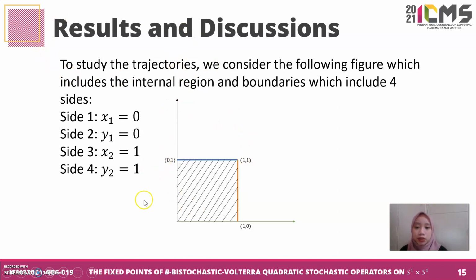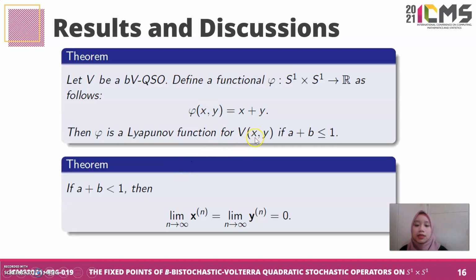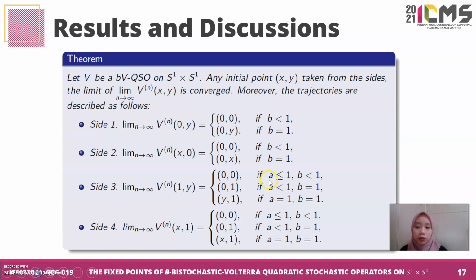The fixed points obtained are used to study the trajectories. Therefore, we consider this figure, which includes the shaded region and 4 sides, which are x1 equals 0, y1 equals 0, x2 equals 1, and y2 equals 1. Next, the Lyapunov function is constructed in order to study the trajectory of bV-QSO, where the Lyapunov function here is x plus y, for the condition of a plus b less than or equal to 1, and then we find the limit and obtain that for the condition a plus b less than 1, we have the limit for both x and y equal to 0. Next, this is on the boundary on the side, where for any initial point, we obtain that the limit is converged.